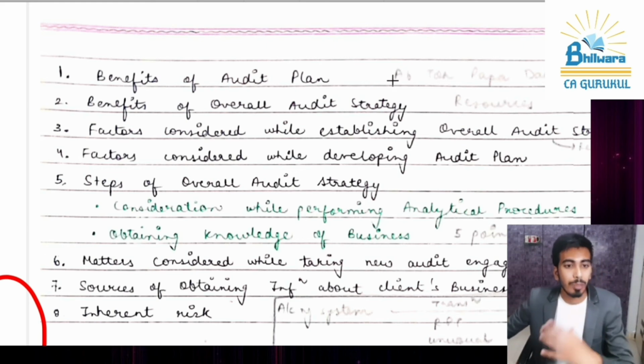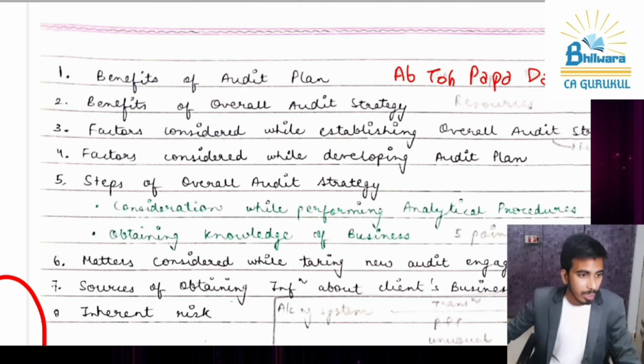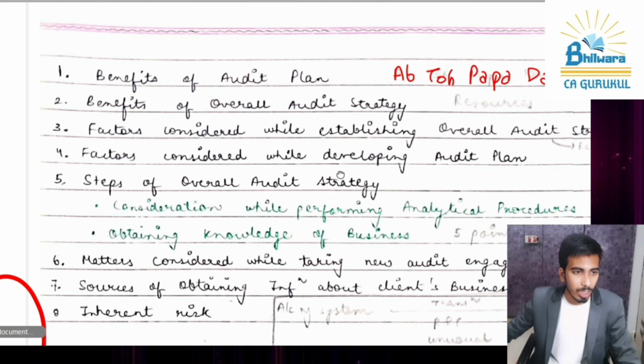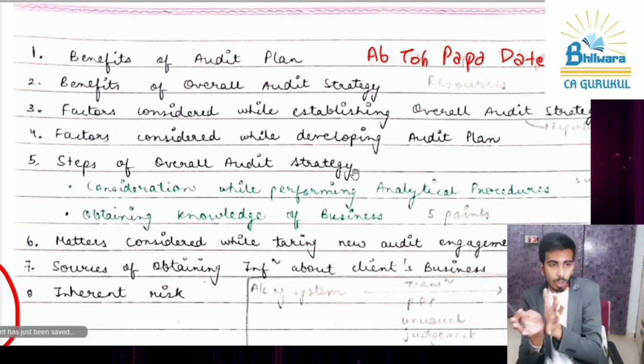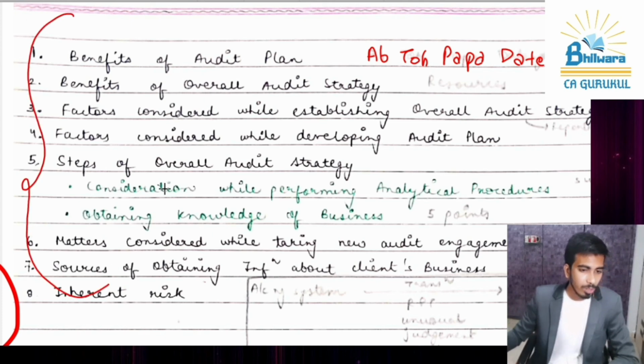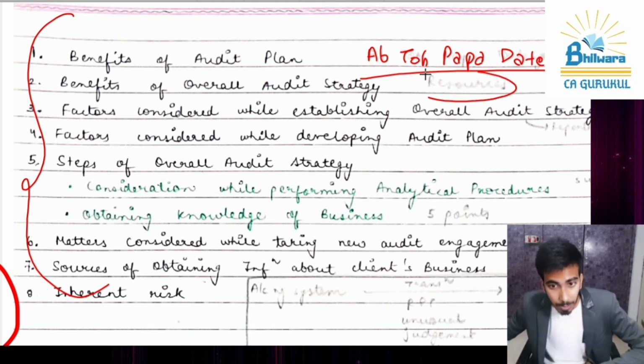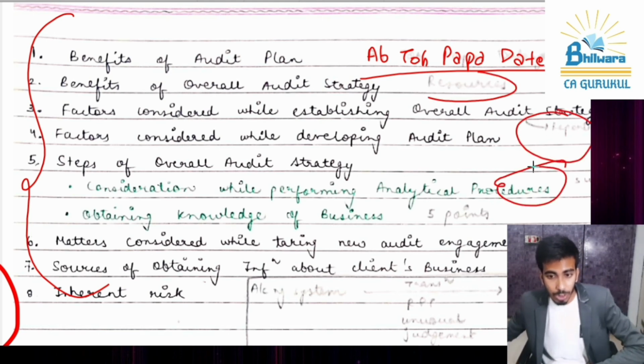If you see benefits of audit plan, benefits of overall audit strategy, factors considered while establishing. What I have done is I have written a mnemonic. You cannot see it because it's scanned, but this is my mnemonic part. In the same way I have done it for all the questions, like what all topics are there in this chapter, I have summarized it here only. If you have some mnemonic, you can write that mnemonic. If I think some mnemonic is there here also, same way here also, same way here also.